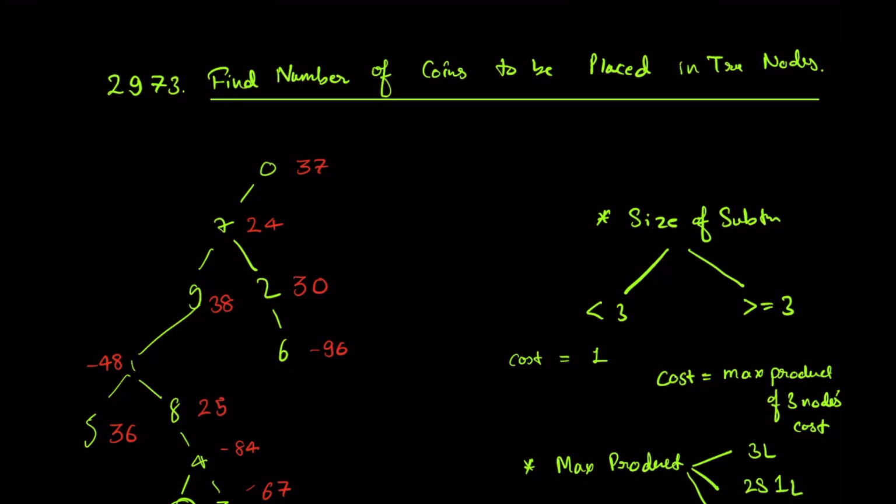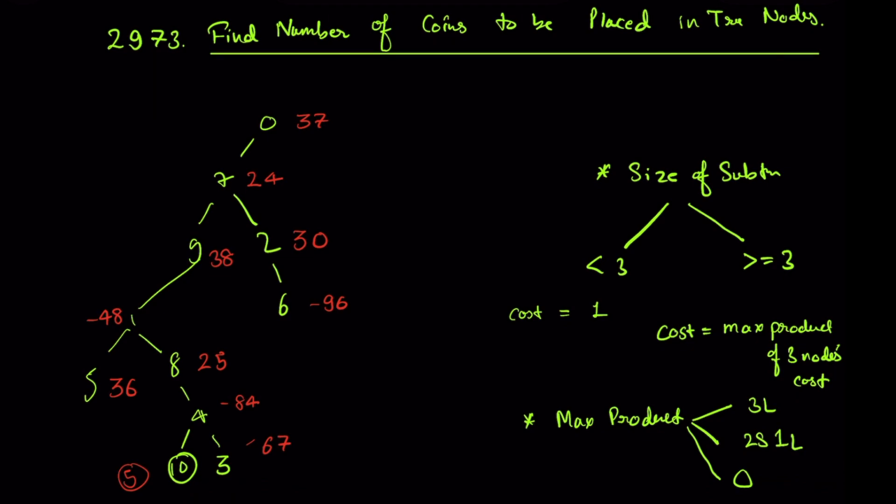Okay, let's look at this problem 2973, which was last in the bi-weekly contest 120. So the question is find number of coins to be placed in tree nodes. In this question, we are given a graph, and this graph is in the form of a tree, which basically means there is no cycle in the graph.